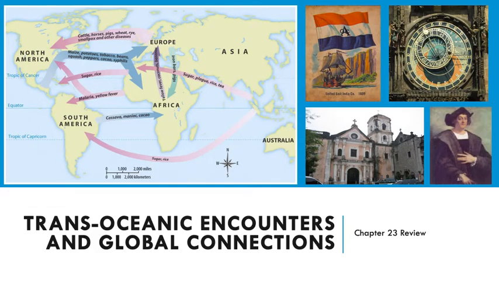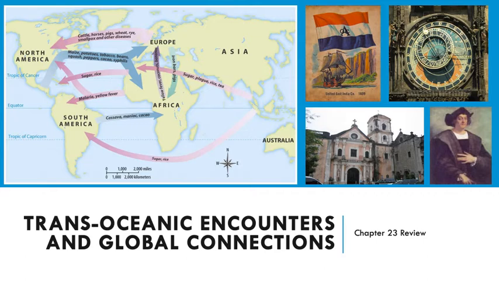Welcome to the Chapter 23, Section 1 lecture. In this chapter, you're going to read about, or you should have read about, the transoceanic encounters that begin to take place and the global connections that lead to the birth of what we call the early modern era. This is going to be the first time that the two hemispheres are going to engage with each other and interact on a permanent basis. Ever since then, the globe has been connected, but this was the first time.